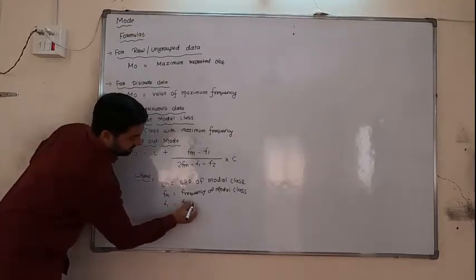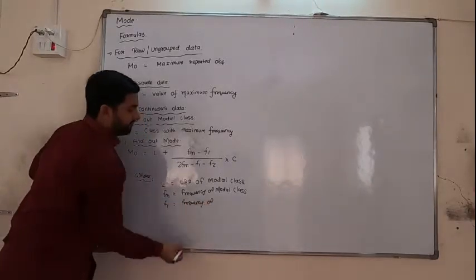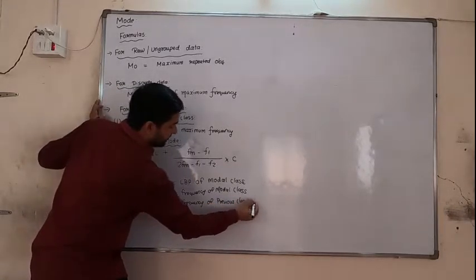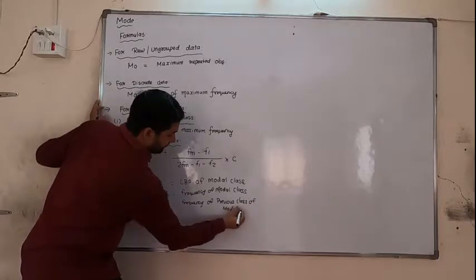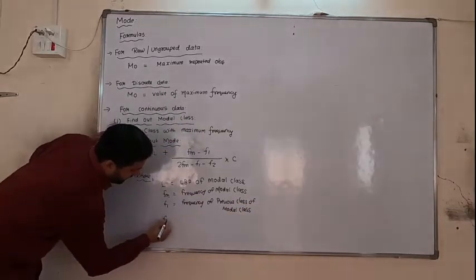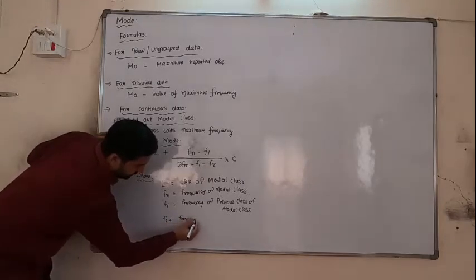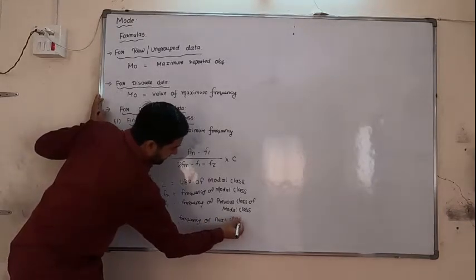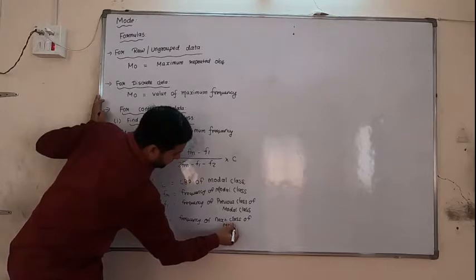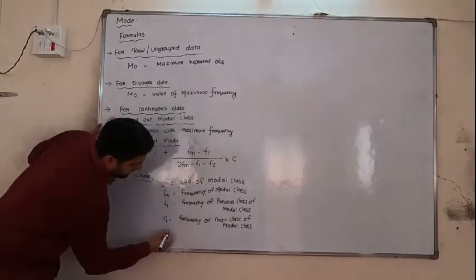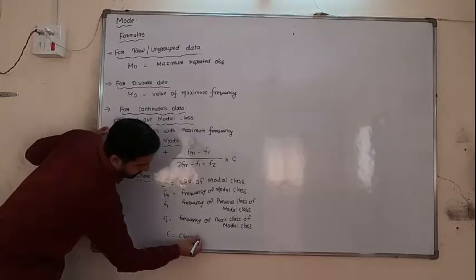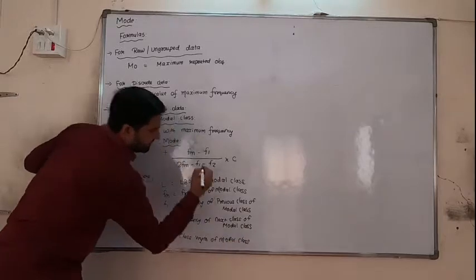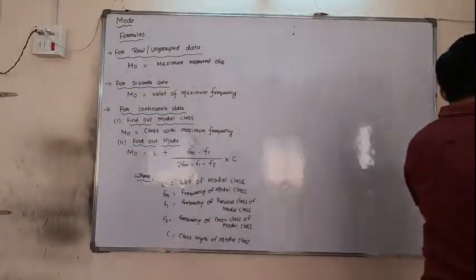f_1 is equal to the frequency of the previous class of the modal class. f_2 is equal to the frequency of the next class of the modal class. C is equal to the class length of the modal class. So this is the formula.